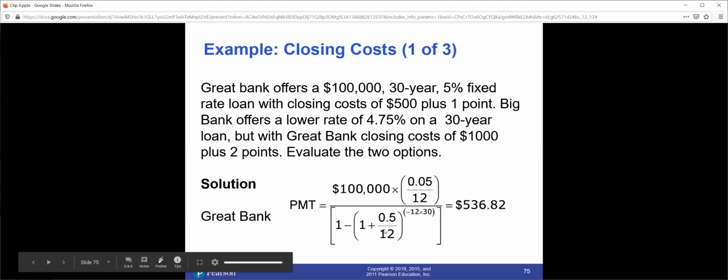All right, let's do an example with mortgages. Great Bank, great name, offers a $100,000 30-year 5% fixed rate loan with closing costs of $500 plus 1 point. All right, pause the video, read that sentence a couple of times, make sure it makes sense to you. Big Bank offers a lower rate of 4.75% on said 30-year loan. But with Big Bank, closing costs are $1,000 plus 2 points.